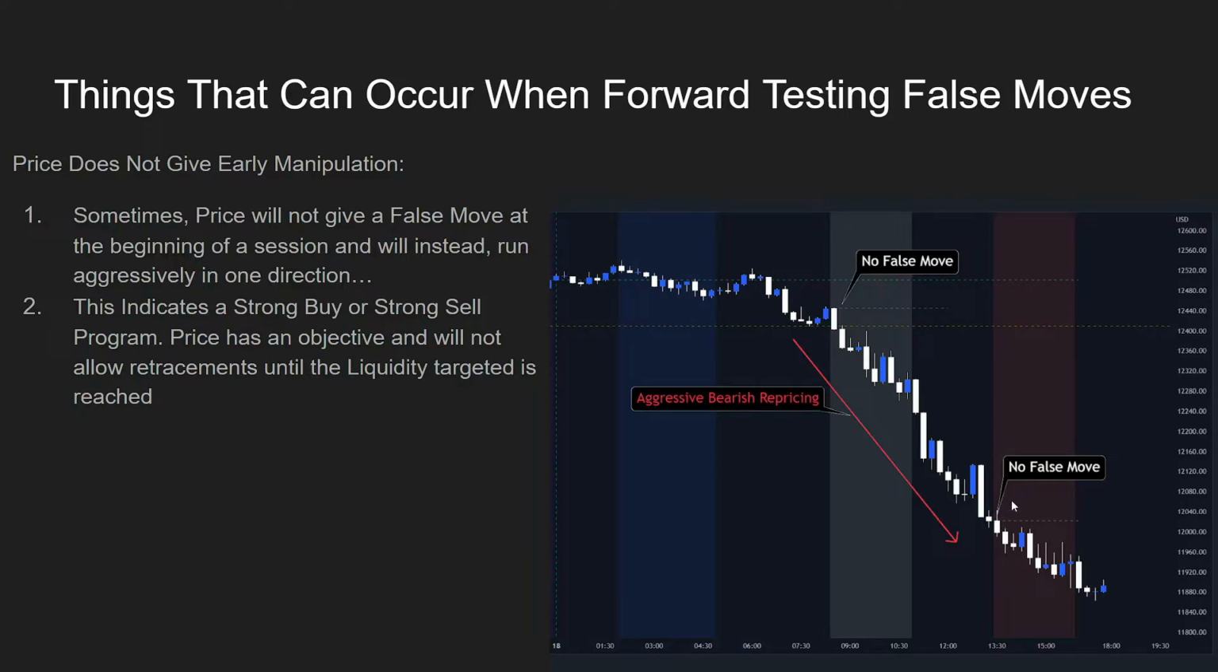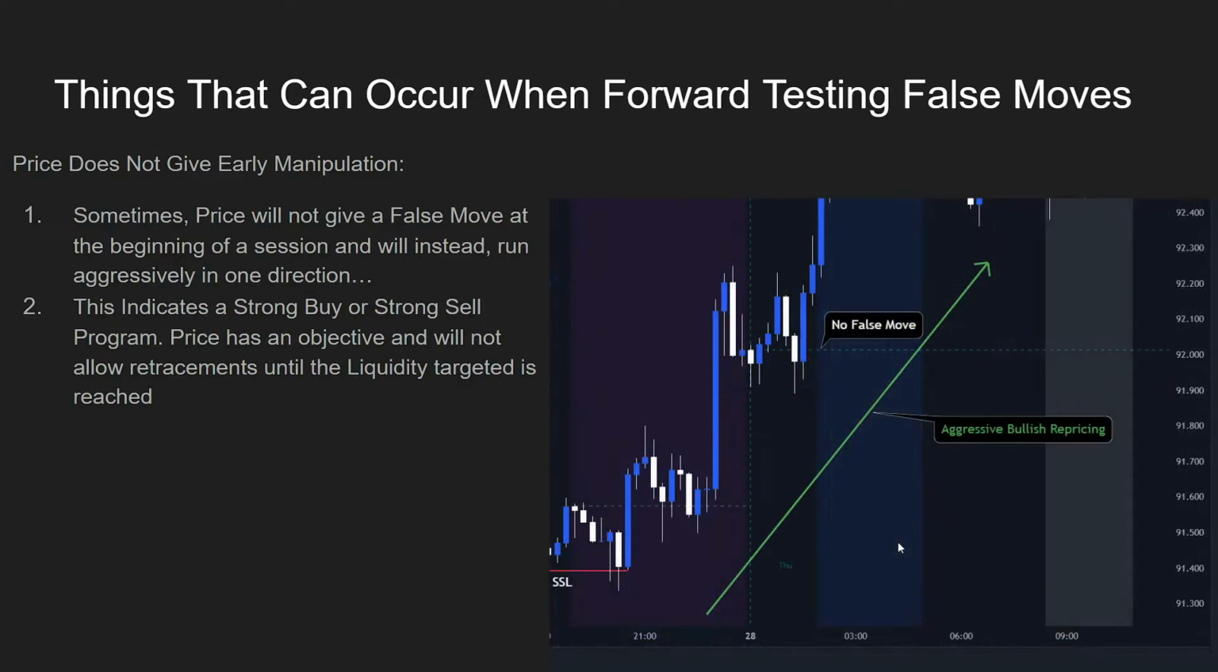And the same thing happened at 1:30. If we get an aggressive repricing throughout the New York session, we shouldn't expect to get a Judas swing for the PM session. Unless the daily objective has been hit, then we could maybe assume some sort of Judas swing or a continuation. There's reasons why price will not allow retracements when there's built up liquidity that has not been taken for periods of time.